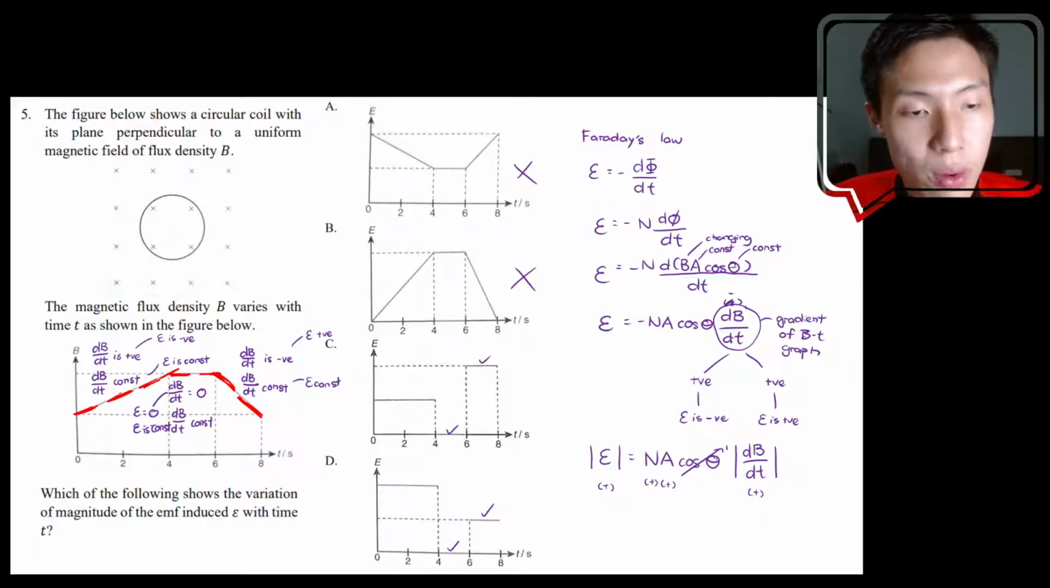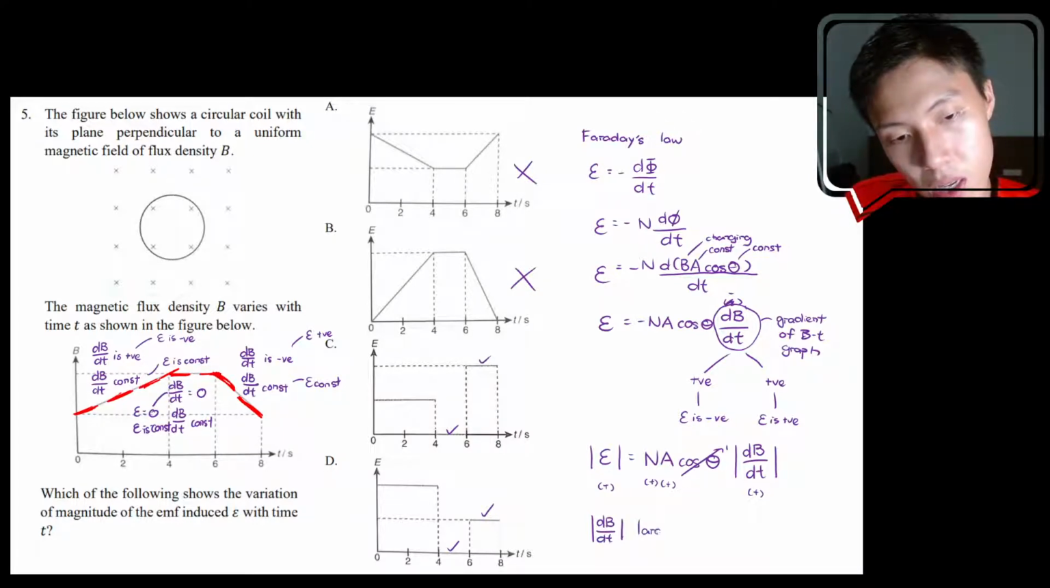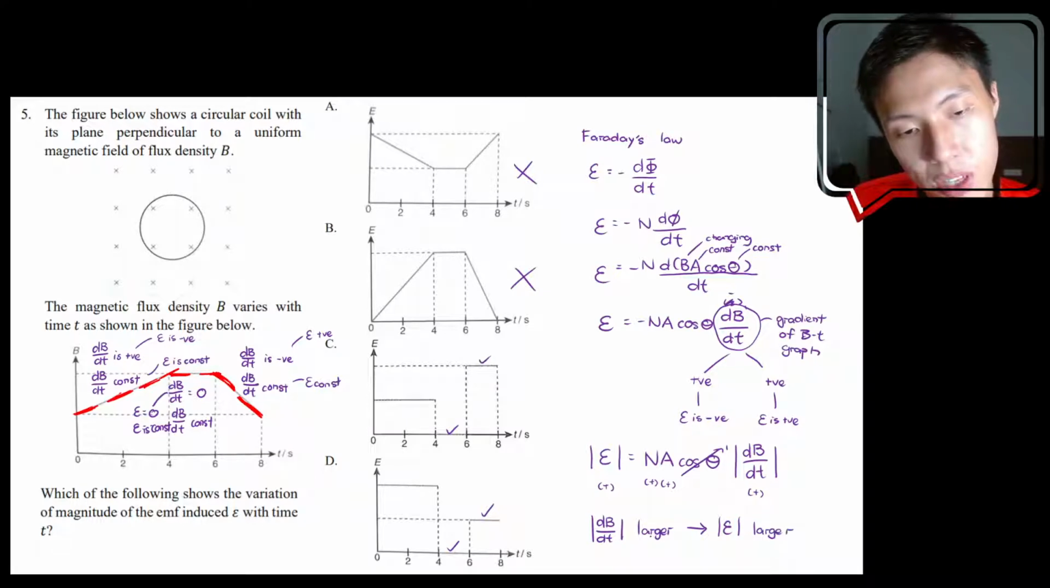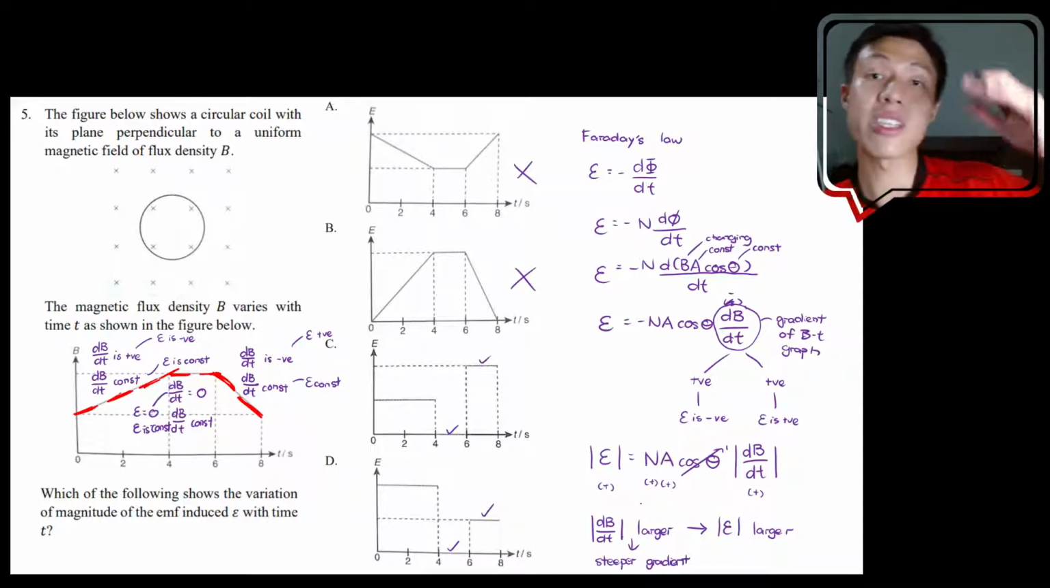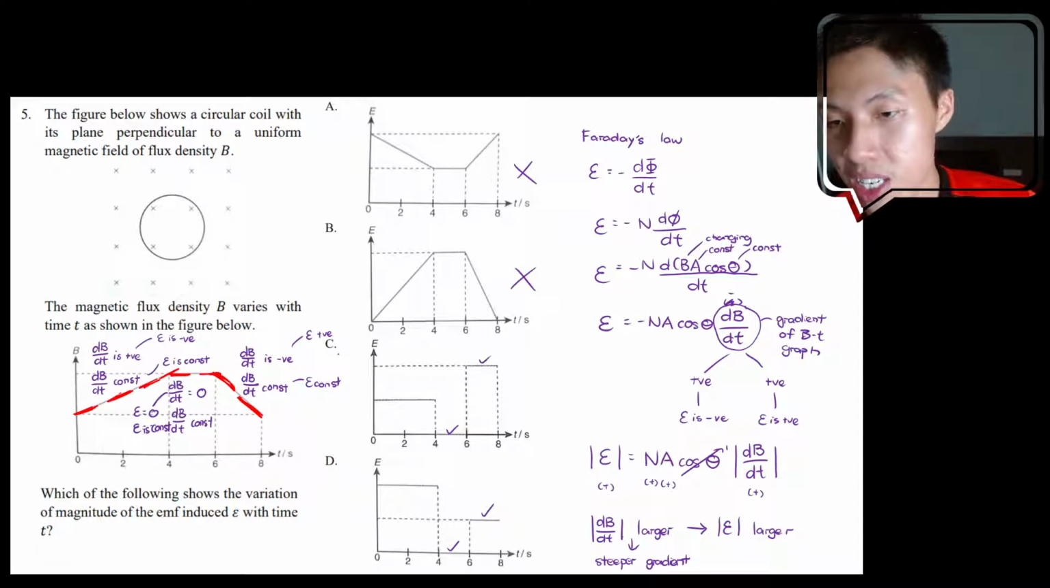Okay, so for now we know that larger dB/dt will cause your magnitude of induced EMF to be larger. And dB/dt larger means a steeper gradient. Whether it's positive gradient or negative gradient, don't care. If it's steeper, then the dB/dt will be larger. Steeper means more change. Okay, so which one is steeper?